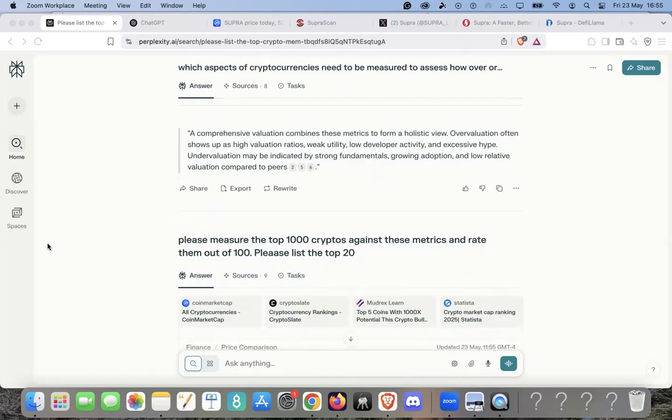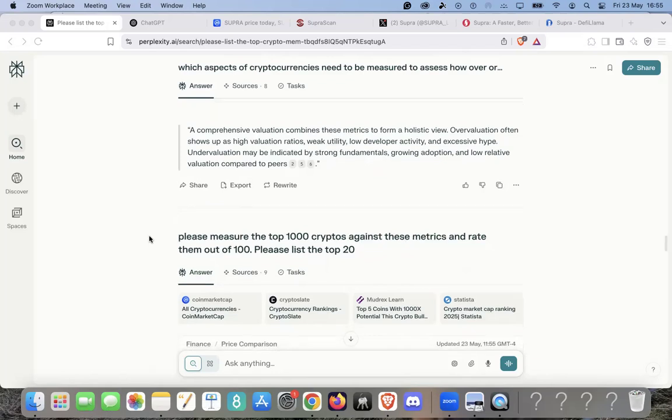So this question, I'm just going to tell you off the bat, even when I typed it in, I knew realistically that no AI engine is going to be able to properly do this. And I was just chancing my arm. I said, so please measure the top 1,000 cryptos against these metrics and rate them out of 100. Please list the top 20.